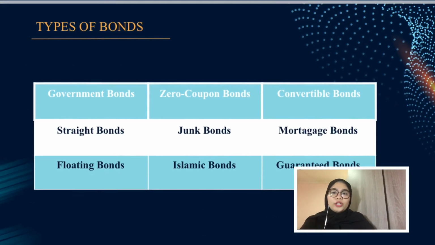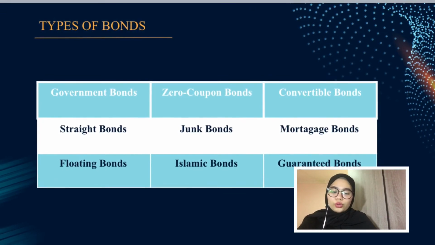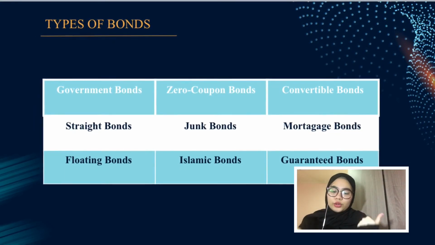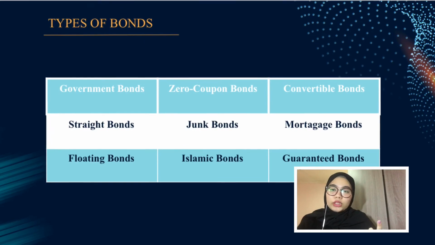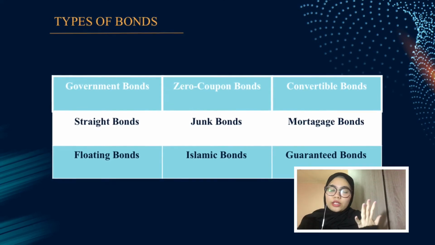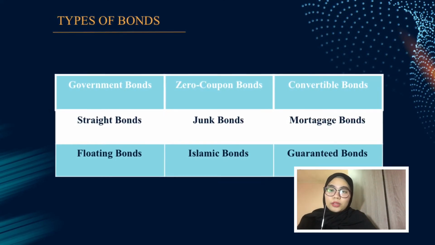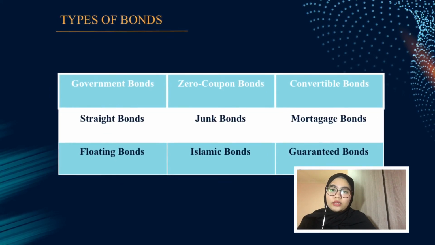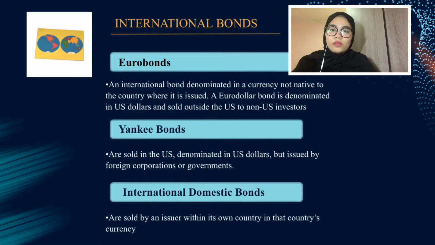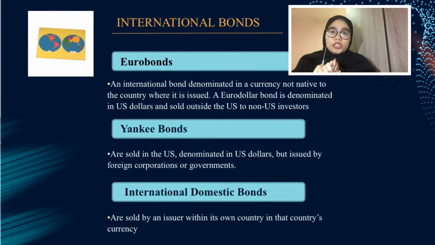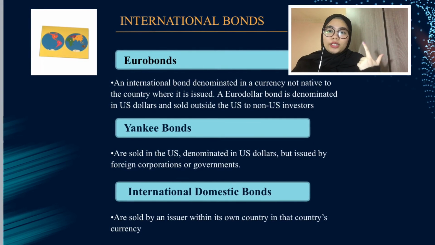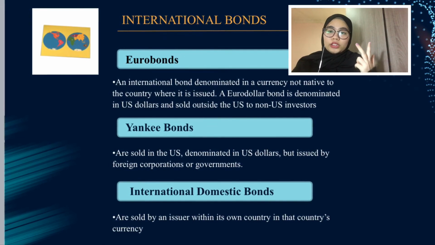There are many types of bond, and I'm going to briefly tell nine types. The first one is government bonds, second is trade bonds, third is floating bonds, fourth is trade bonds, fifth is junk bonds, then Islamic bonds, convertible bonds, mortgage bonds, and lastly guarantee bonds. The next type is international bonds, which have three kinds: Eurobonds, Yankee bonds, and international domestic bonds.